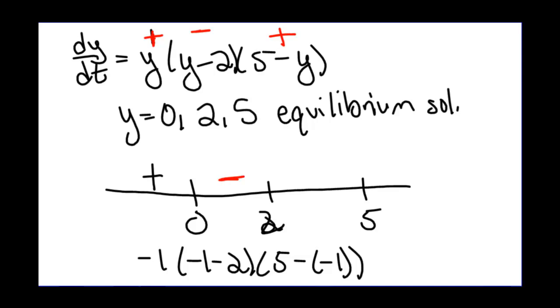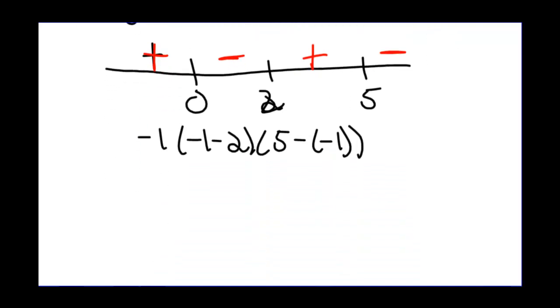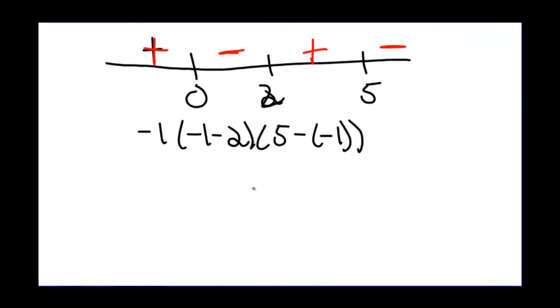If we were looking at 3, we would have positive. 3 minus 2 is positive, and 5 minus 3 is positive, so we're positive there. And if we were looking at 6, so 6 is positive, 6 minus 2 is positive, 5 minus 6 is negative, so we're negative. So this tells me that our slope for y less than 0 are positive. So all these have some sort of positive slope.